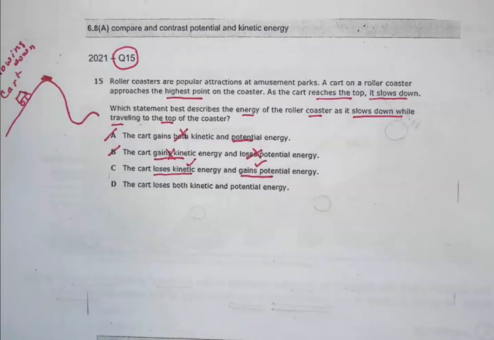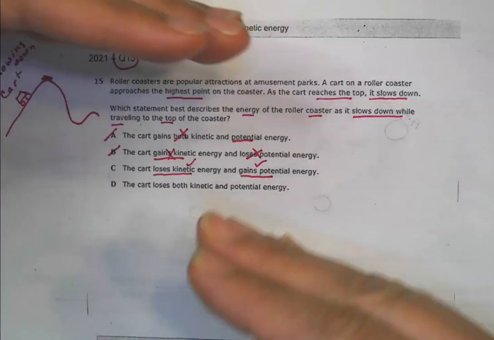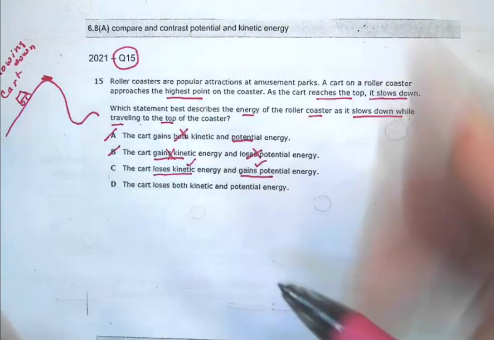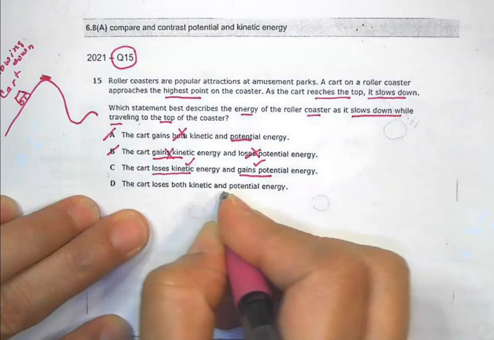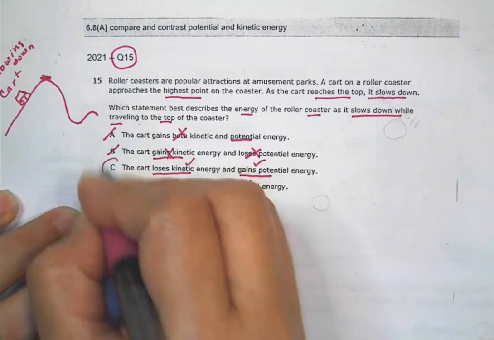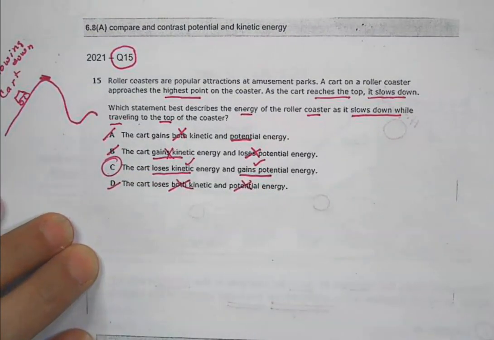It's kind of like when we say it's going 50-50 and I'm losing potential and gaining kinetic, or gaining kinetic and losing potential. The cart loses both kinetic? No, it cannot lose both. One it loses and the other one it gains. So the best possible answer for this one is going to be letter C.